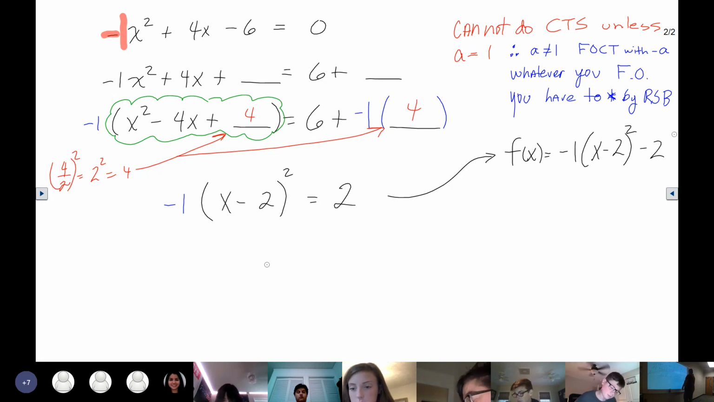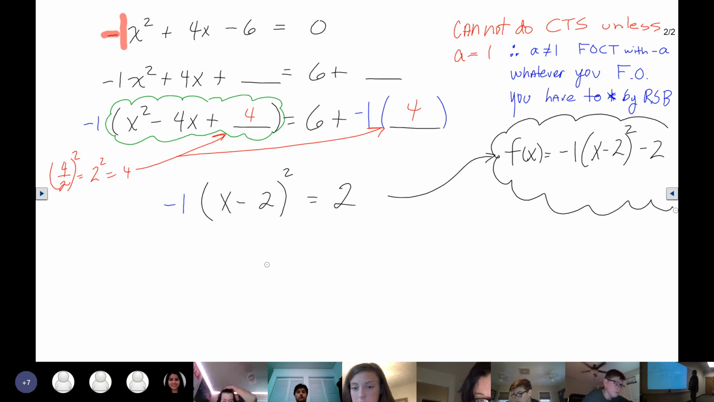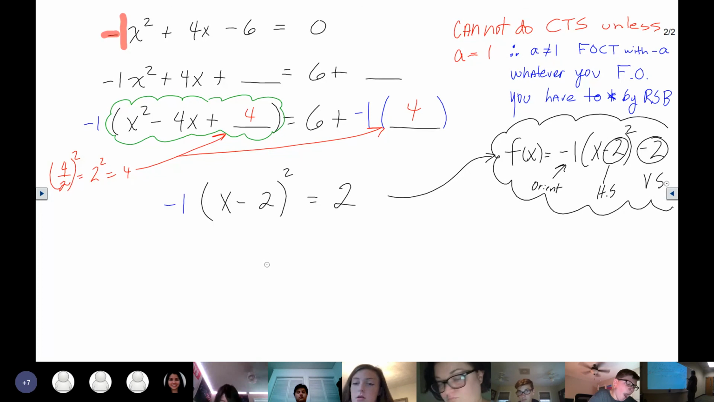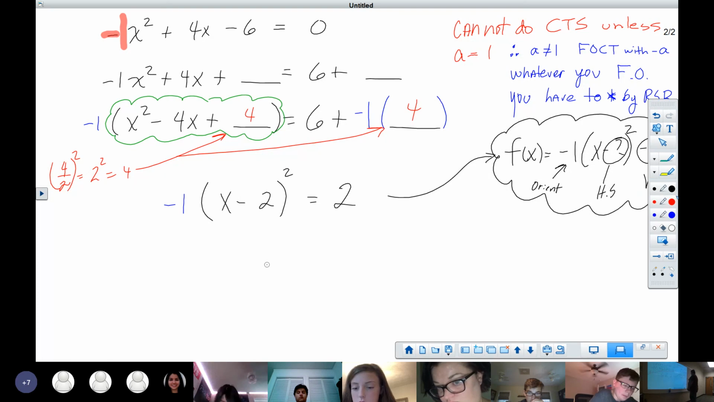minus 2. Where have y'all seen this before? Unit what? Unit 1. You've got an A, which tells you orientation. You've got a horizontal shift, and you've got a what? A vertical shift.